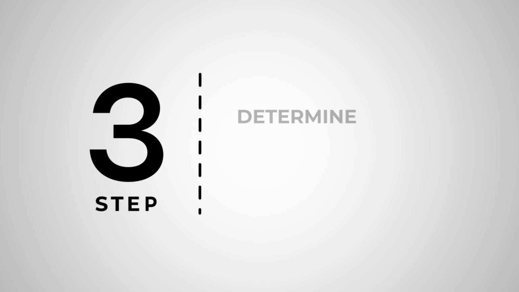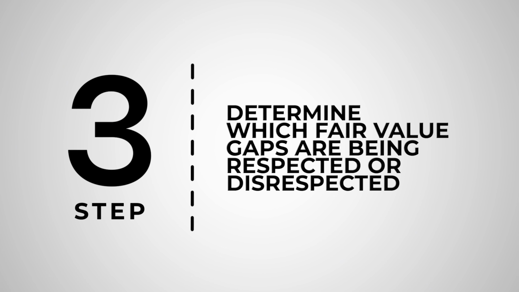All right, now step number 3 is to determine which fair value gaps are getting respected versus disrespected. Now, this is going to be the step that actually confirms your direction and bias. I know this has happened to you guys where you'll see liquidity get swept and then you will immediately enter without getting any sort of confirmation, and then the market will continue running even after liquidity has gotten swept. Well, this is why it is so important to actually wait for fair value gaps to get disrespected before entering on the higher time frame.